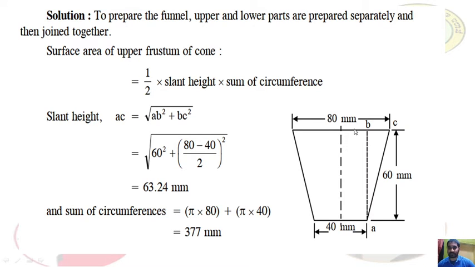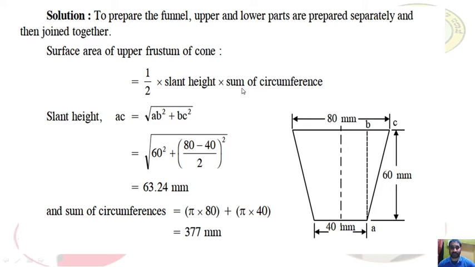To find the BC length, we deduct 80 minus 40 and divide by 2, since we have two sides. 80 minus 40 is 40, 40 divided by 2 is 20, so the length of BC is 20. The hypotenuse AC is given by the square root of 20 square plus 60 square, which gives 63.24. This is the slant height AC.